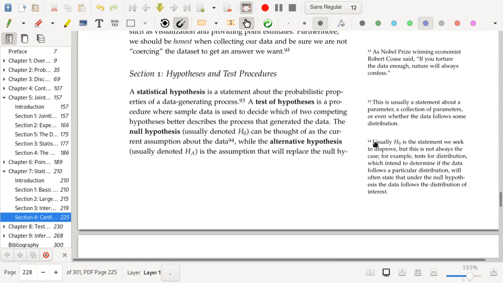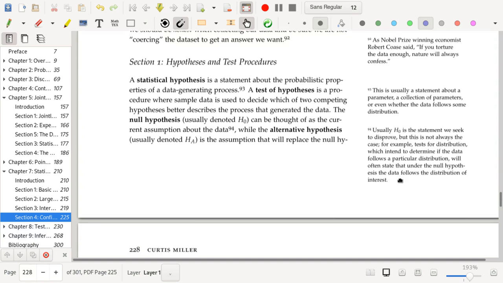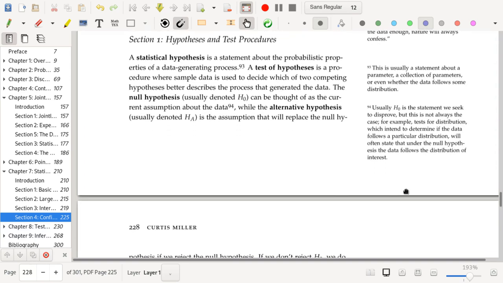A statistical hypothesis is a statement about the probabilistic properties of a data generating process. A test of hypotheses is a procedure where sample data is used to decide which of two competing hypotheses better describes the process that generated the data. I should probably just mention right now, as you're starting to watch this video, there's a lot of vocabulary, and one of the things that you need to learn from this video is the hypothesis testing framework, and that's a lot of vocabulary. It's a lot of concepts all at once, and you just kind of have to learn them all at once. So be aware of that. There's going to be a lot of vocabulary and a lot of concepts coming up, so pay attention to those.